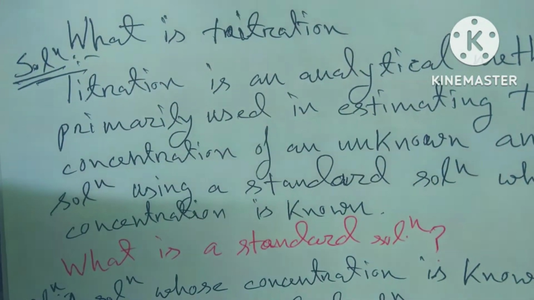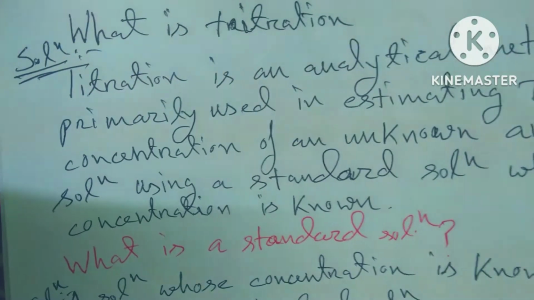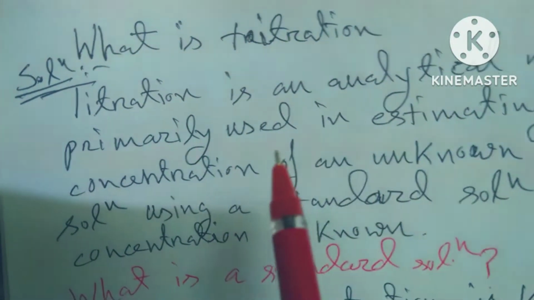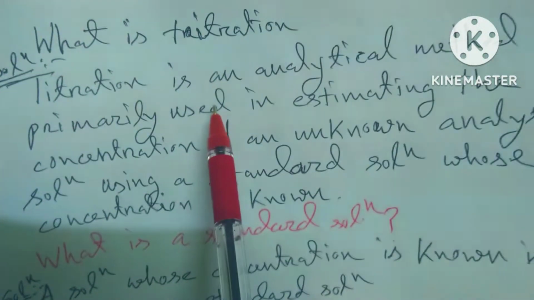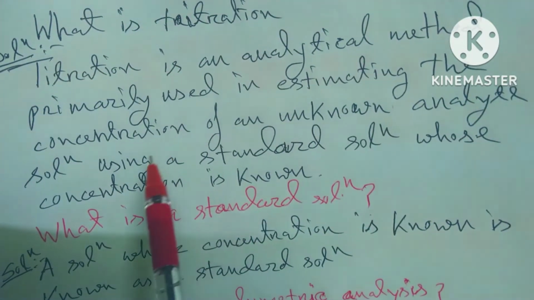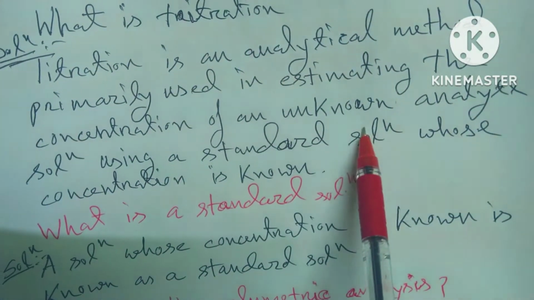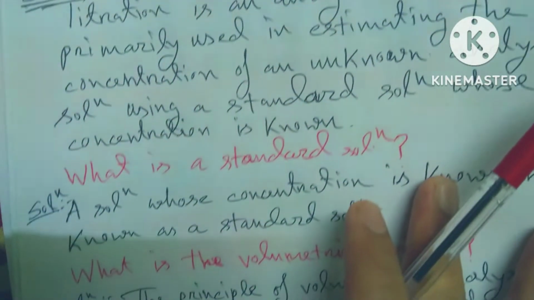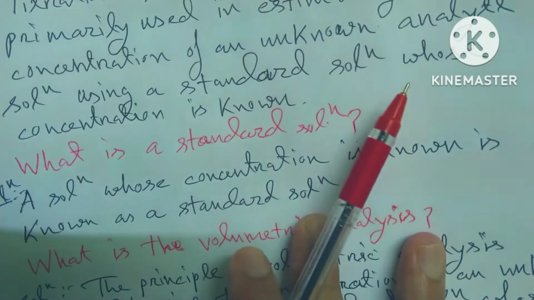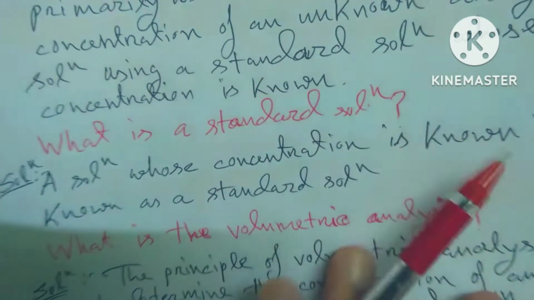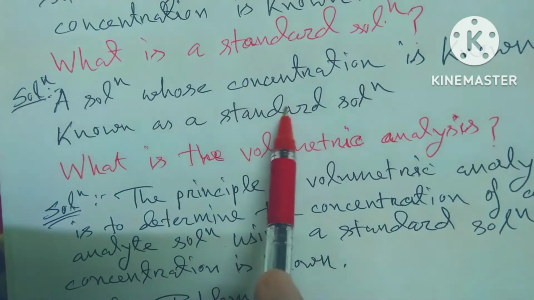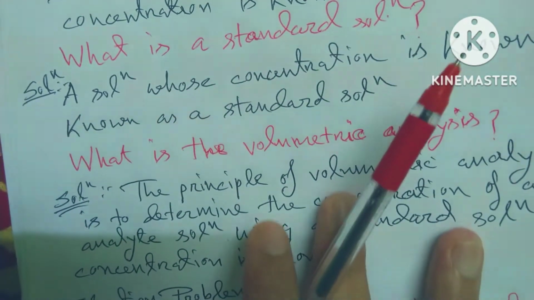Today's discussion is chemistry titration. This is very important. Titration is an analytical method primarily used in estimating the concentration of an unknown analyte solution using a standard solution whose concentration is known. And what is a standard solution? A solution whose concentration is known.